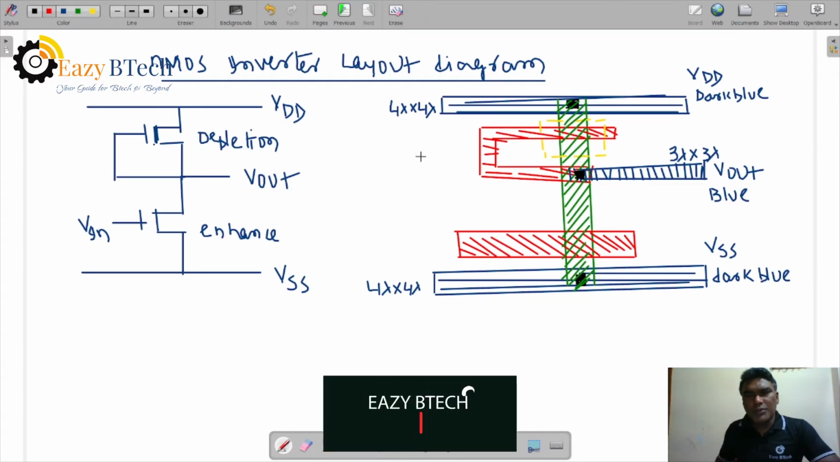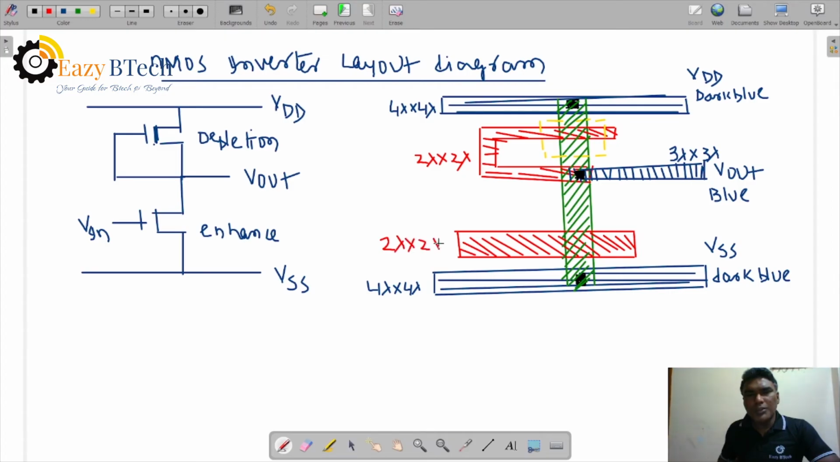Now polysilicon is 2 lambda into 2 lambda. Here also 2 lambda into 2 lambda, polysilicon. And diffusion is 2 lambda into 2 lambda, and the contact area is 2 lambda into 2 lambda. This length and width, it's a square box, right?